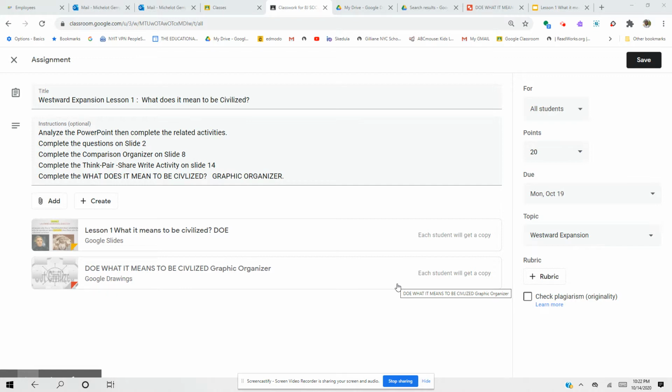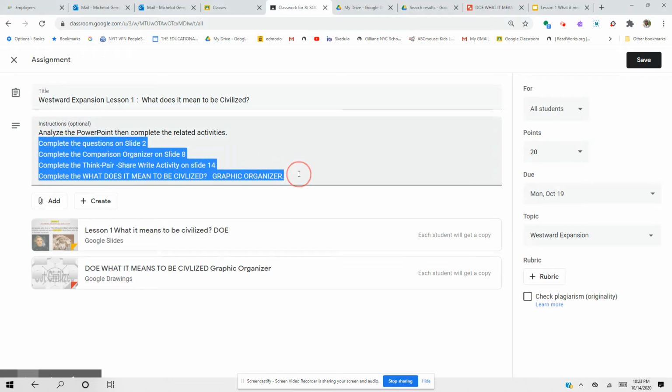Now, the first lesson that we're going to be doing is going to be Westward Expansion Lesson 1. And the focus of this lesson is, what does it mean to be civilized? Now, this lesson involves many steps, but right away I'm going to let you know the assignment is actually going to be due on Monday. So you will have time to complete the assignment. So don't be overwhelmed by all these tasks related to the assignments. They will be all due on Monday.